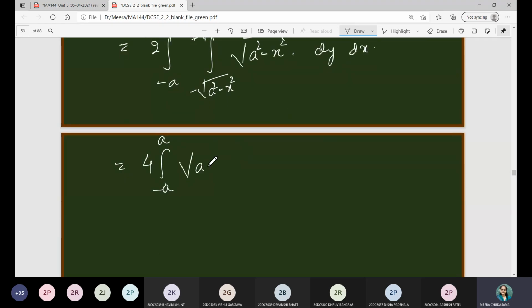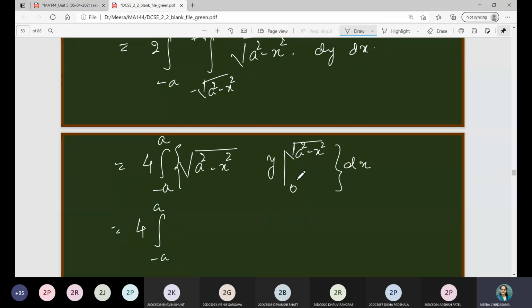Let me write it, otherwise some of you may get confused. 0 to positive square root of a square minus x square dx. So now this is 4 times minus a to a. This one will be positive square root minus 0. So this is nothing but a square minus x square dx.